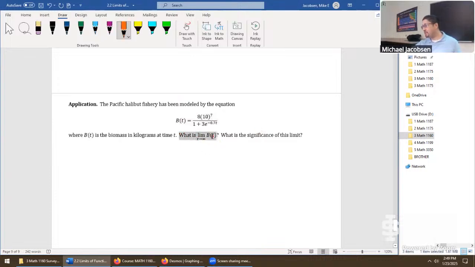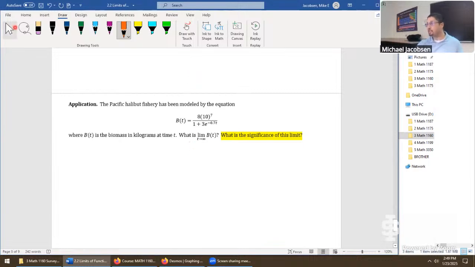We have to calculate the limit as t goes to infinity. But the bigger challenge in this class is, after you calculate something like that, if we can't say what it means, then it's almost useless, right? This is actually the hard part of this problem. We'll have to say what the significance of the limit is using the context above. So let's give it a try.